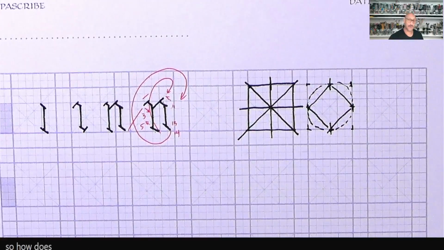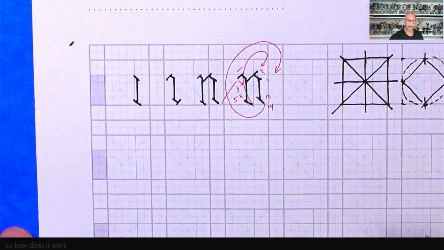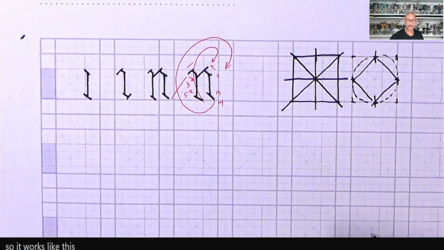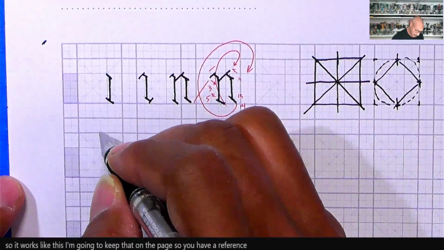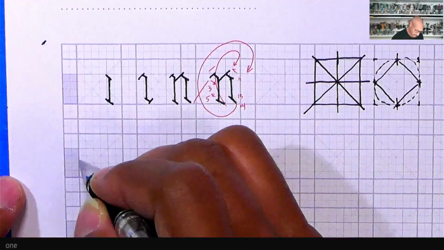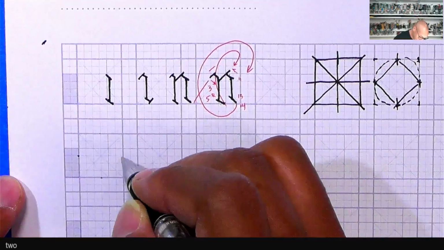So how does it work? So it works like this. I'm going to keep that on the page so you have a reference. 1, 2, 3, 4.